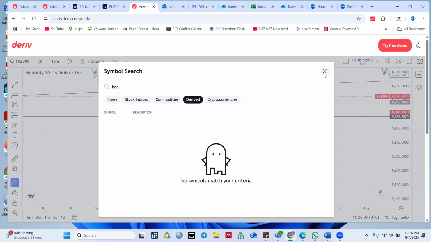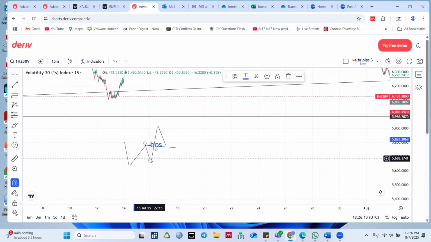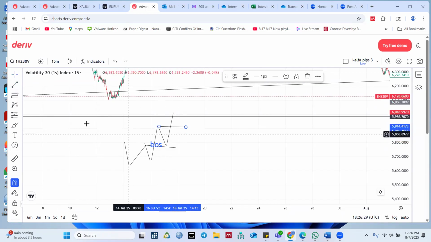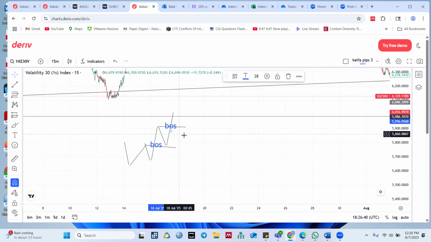BOS, sorry. We call it BOS. Okay, we call this one BOS. Here at the point where it breaks the previous high and makes a new high, we call it BOS. So we get a low and then we get another high. This point is also called BOS. So anytime a previous high is taken in a bullish situation, we call it break of structure. That is the BOS.